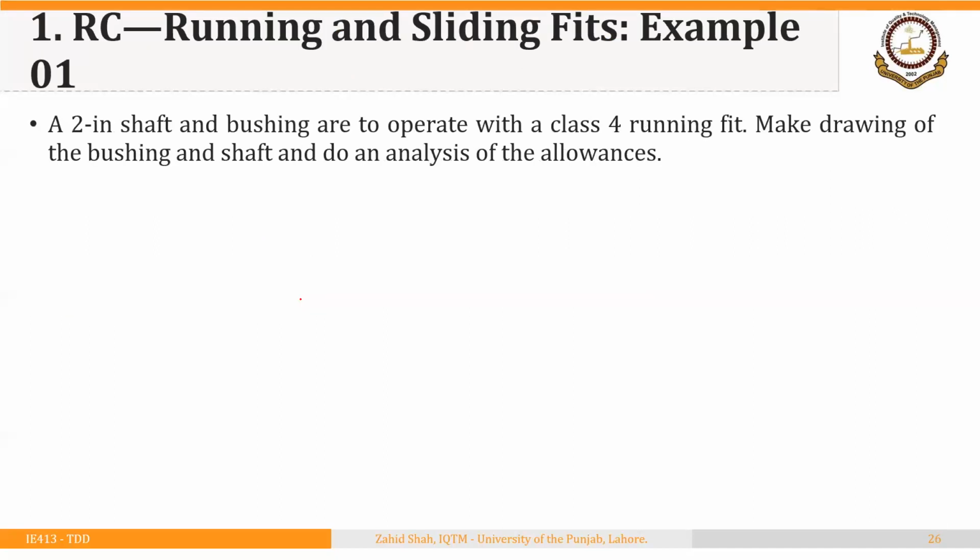So we have to understand the design of fit. Let's solve a simple example. A 2-inch shaft and bushing are to operate with a class 4 running fit. Make a drawing of the bushing and shaft and do an analysis of the allowances. So the type of fit is RC, and the size of fit is 2.00.